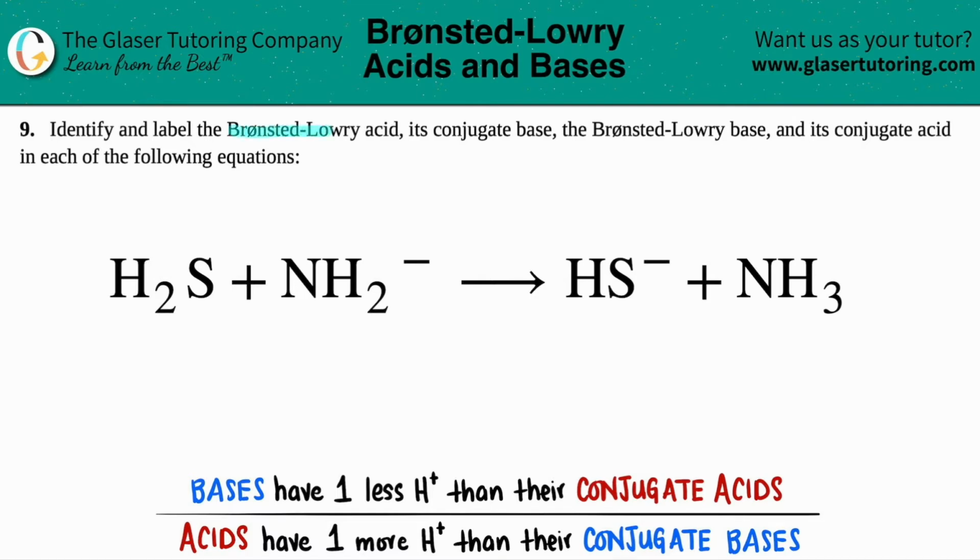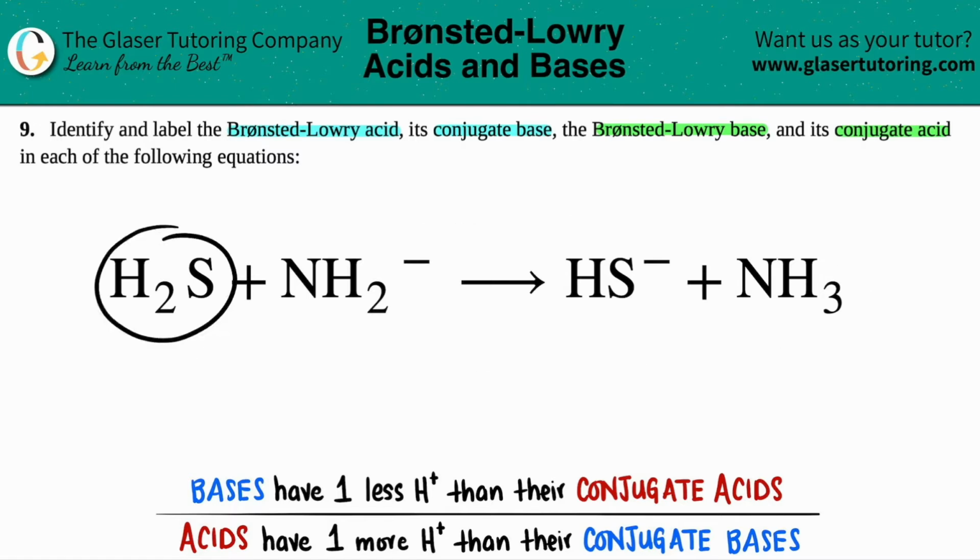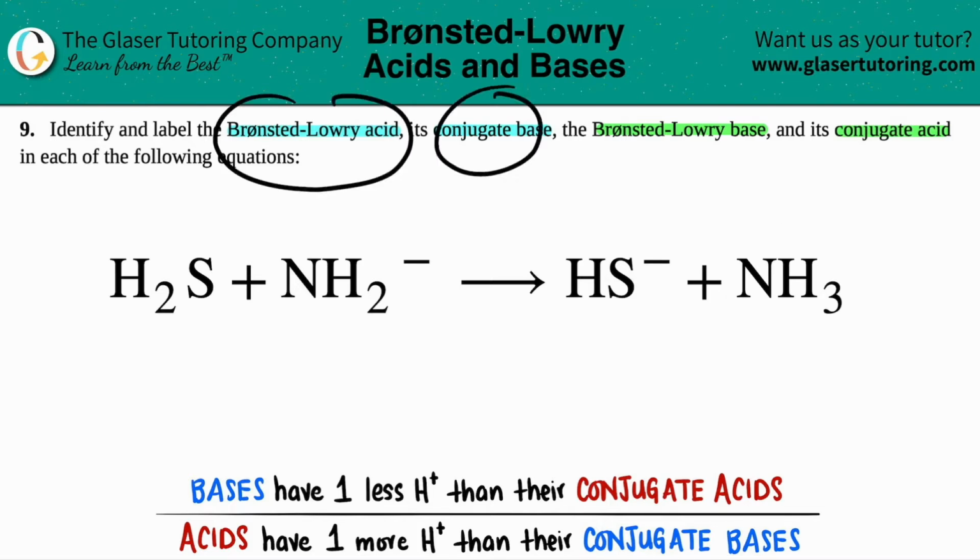Identify and label the Bronsted-Lowry acid, its conjugate base, and the Bronsted-Lowry base and its conjugate acid in each of the following equations. And then we have this equation right here. So for H2S plus NH2 minus, which will yield HS minus plus NH3, we need to find out these four things. In order to do that, the easiest way is to first hook up the pairs.